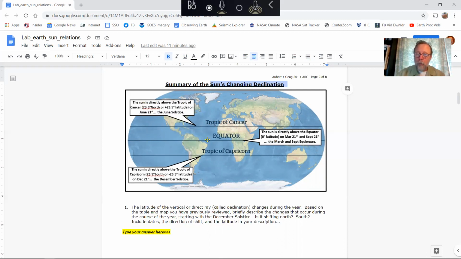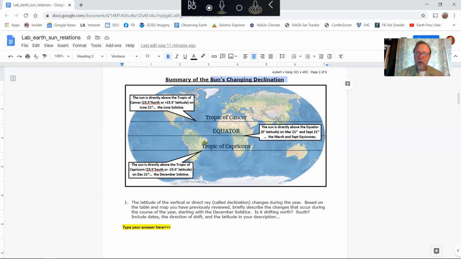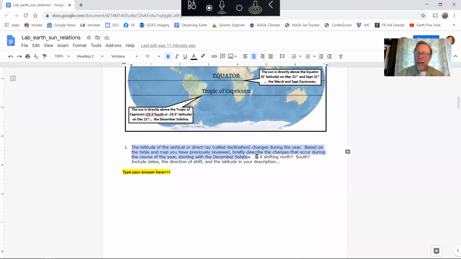It moves southward and it crosses the equator on September 21st, the September equinox. Then it keeps moving southward, day after day, week after week, until it hits the Tropic of Capricorn, 23.5 south latitude. That's the December solstice. Then what does it do? It turns right back around day after day, week after week, and it marches back northward. So that is really what I have asked you here, is to put that into your own words.